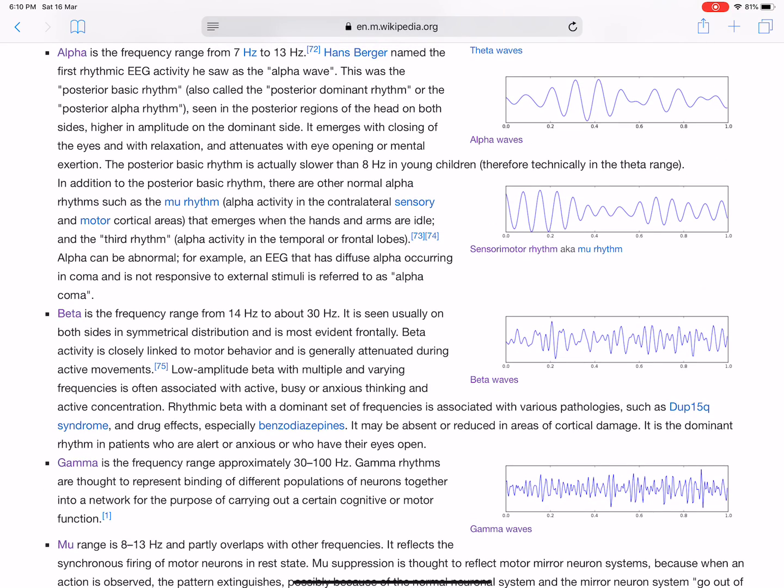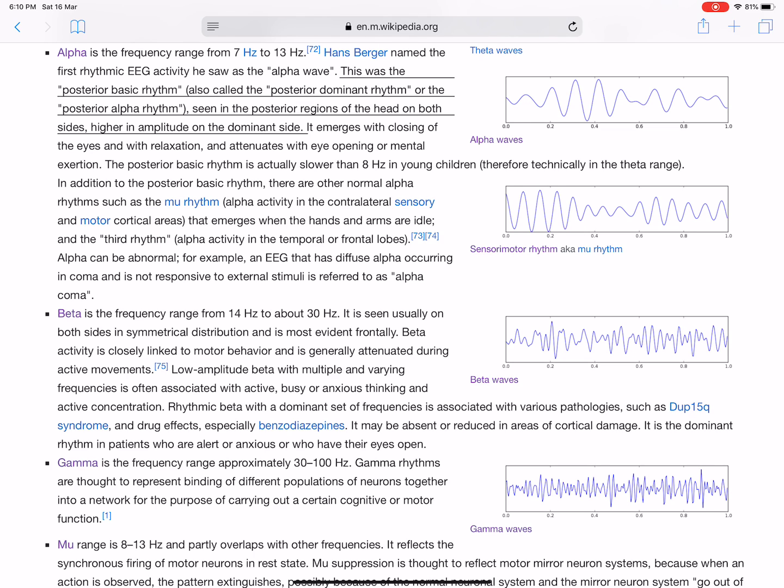Alpha waves. Alpha is the frequency range from hertz to hertz. Hans Berger named the first rhythmic EEG activity he saw as the alpha wave. This was the posterior basic rhythm, also called the posterior dominant rhythm or the posterior alpha rhythm, seen in the posterior regions of the head on both sides, higher in amplitude on the dominant side.